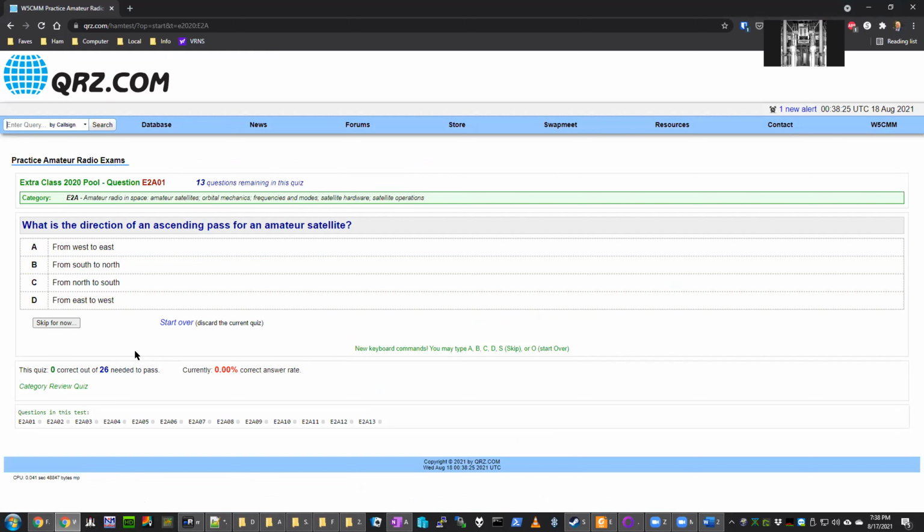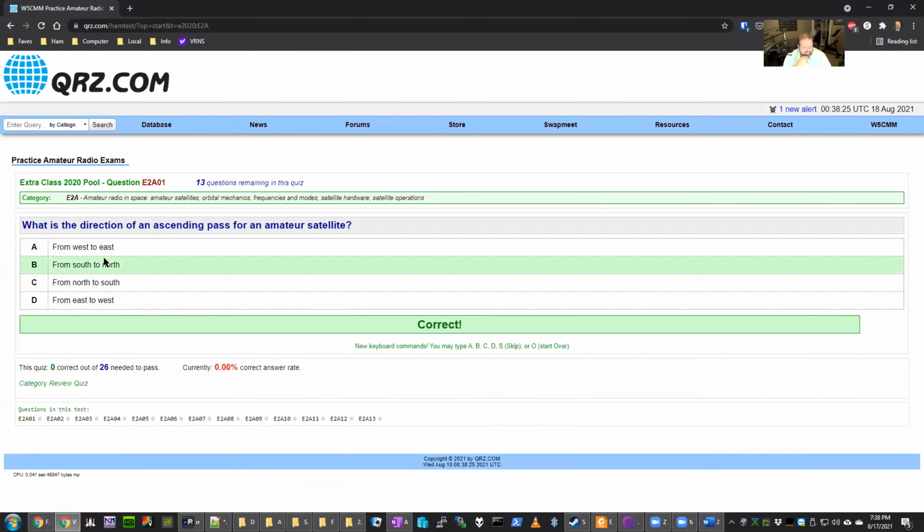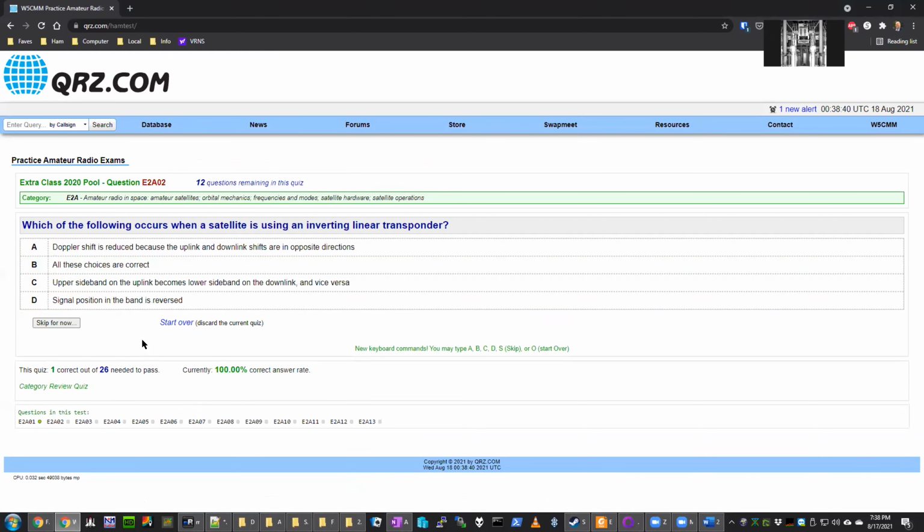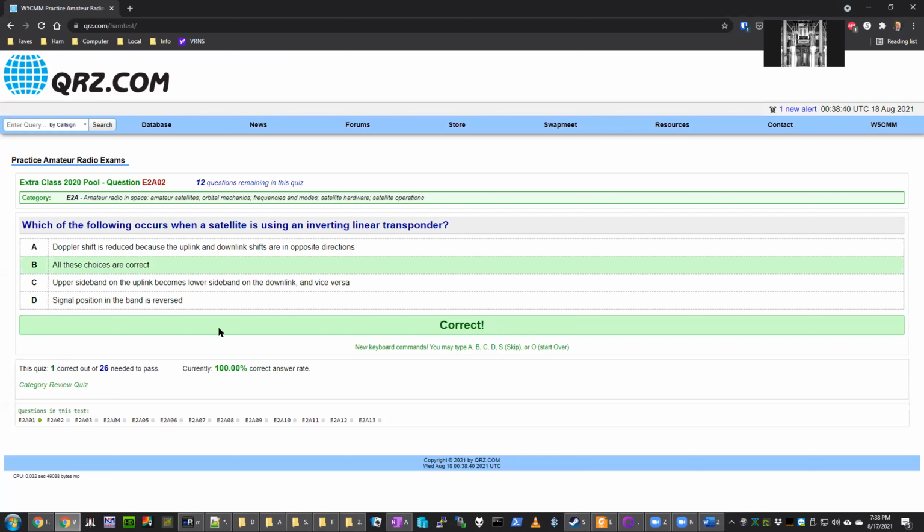So what is the direction of an ascending path for an amateur satellite? B. Beta. Correct. Which of the following occurs when a satellite is using an inverting linear transponder? B. Beta. Correct. All of those are correct.